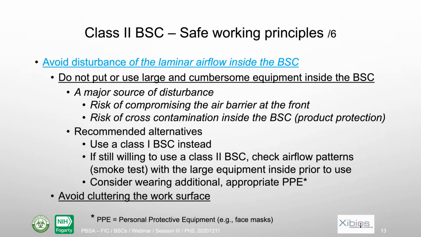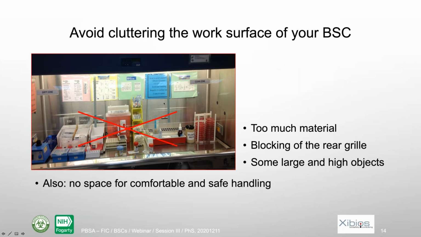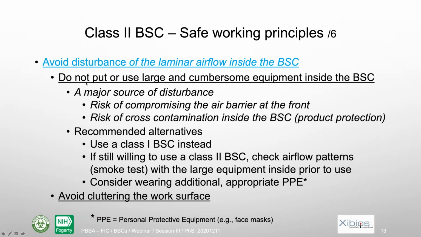The next principle is to avoid any disturbance of the laminar airflow inside of the biosafety cabinet. We already saw that it was a source of disturbance if it's disturbed because we block the rear grill. There are also other ways to disturb this. One way to disturb the laminar flow is to use very large or high equipment inside of the biosafety cabinet. In that case, the laminar flow will not be laminar anymore. You will have disturbance, and you will have some air that is likely to escape.